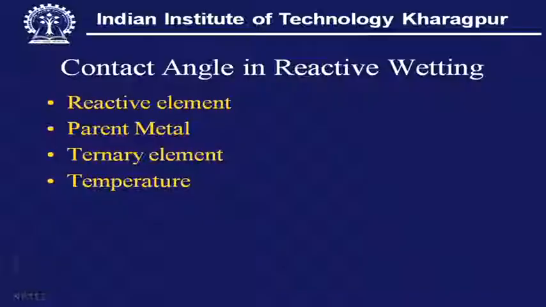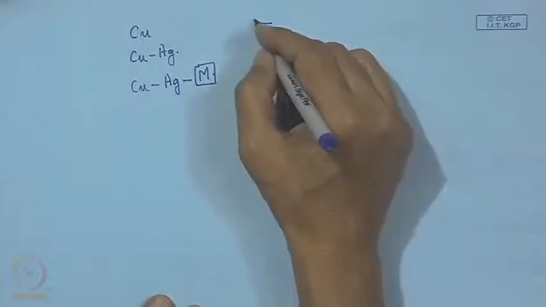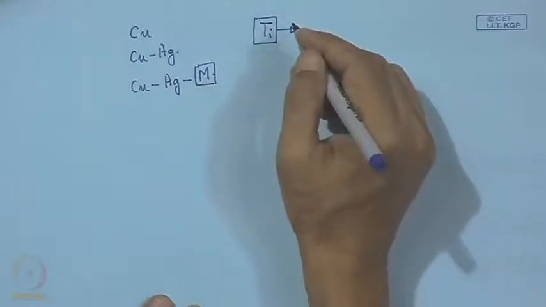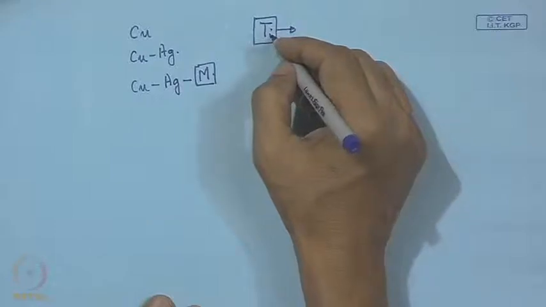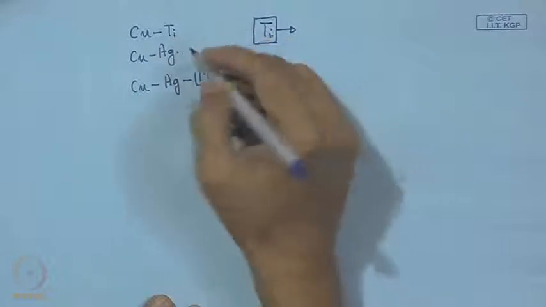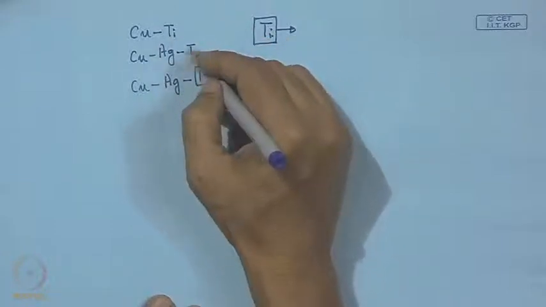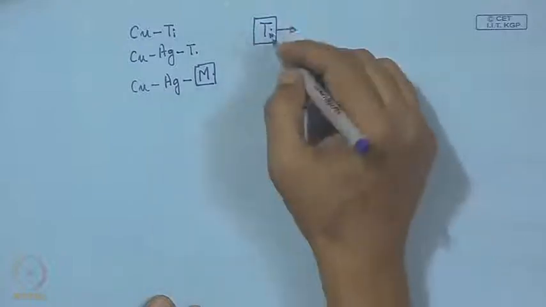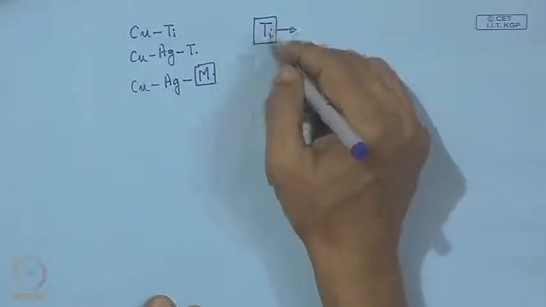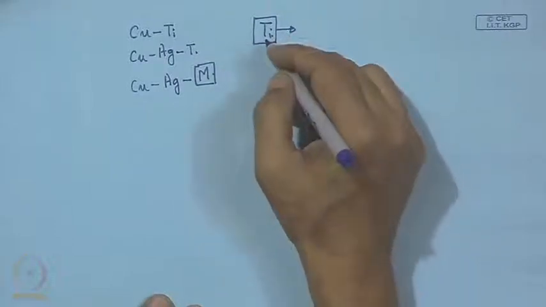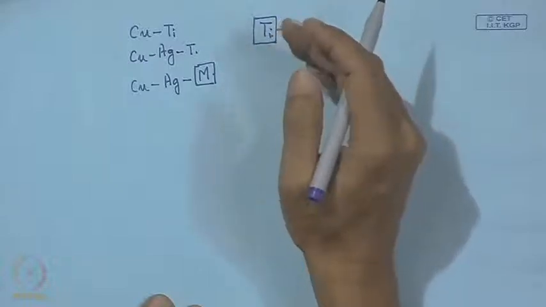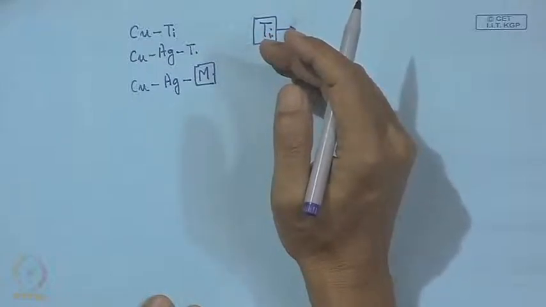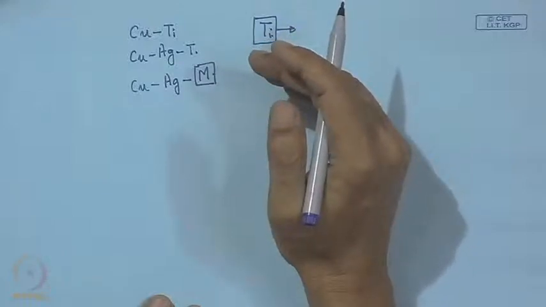Now, here comes the question: if it is a reactive element, say for example titanium, what should be the concentration level of titanium to promote wetting? Whether the same amount of titanium is required with copper, whether the same amount is required with copper silver, or when we have a ternary passive alloy, whether we have to increase or decrease the concentration. Question is, if a higher level of titanium is detrimental to the quality of adhesion, or whether a larger quantity of titanium favors or promotes adhesion.